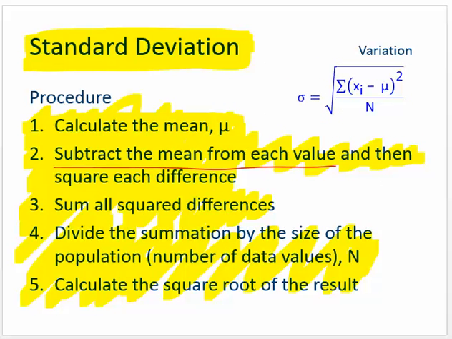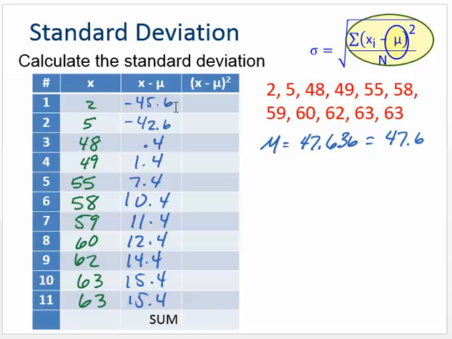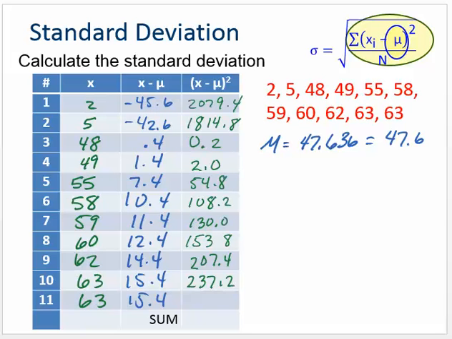It says then square each difference. So I'm going to go in here and say negative 45.6 times negative 45.6. Okay, what I've been doing here is I just took 11.4 times 11.4, 12.4 times 12.4, 14.4 times 14.4, or in this case 15.4 times 15.4 is 237.2, which means that's exactly the same.